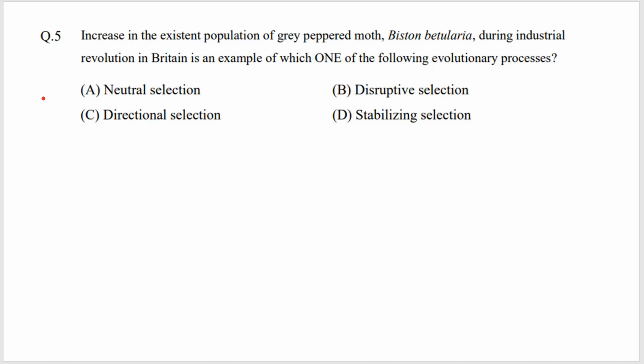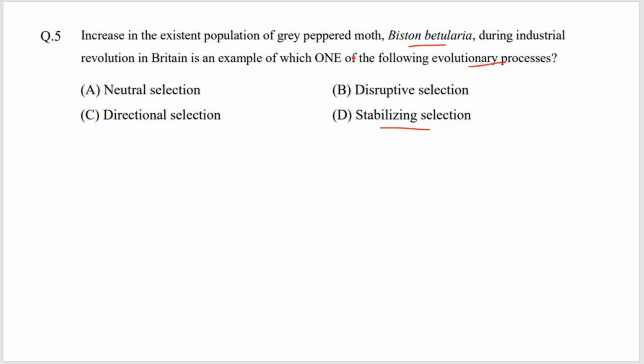This is question number 5. Increase in the existing population of the grey peppered moth, Biston betularia, during the Industrial Revolution in Britain is an example of which of the following evolutionary processes? A. Neutral selection. B. Disruptive selection. C. Directional selection. And D. Stabilizing selection. So, what was the story?